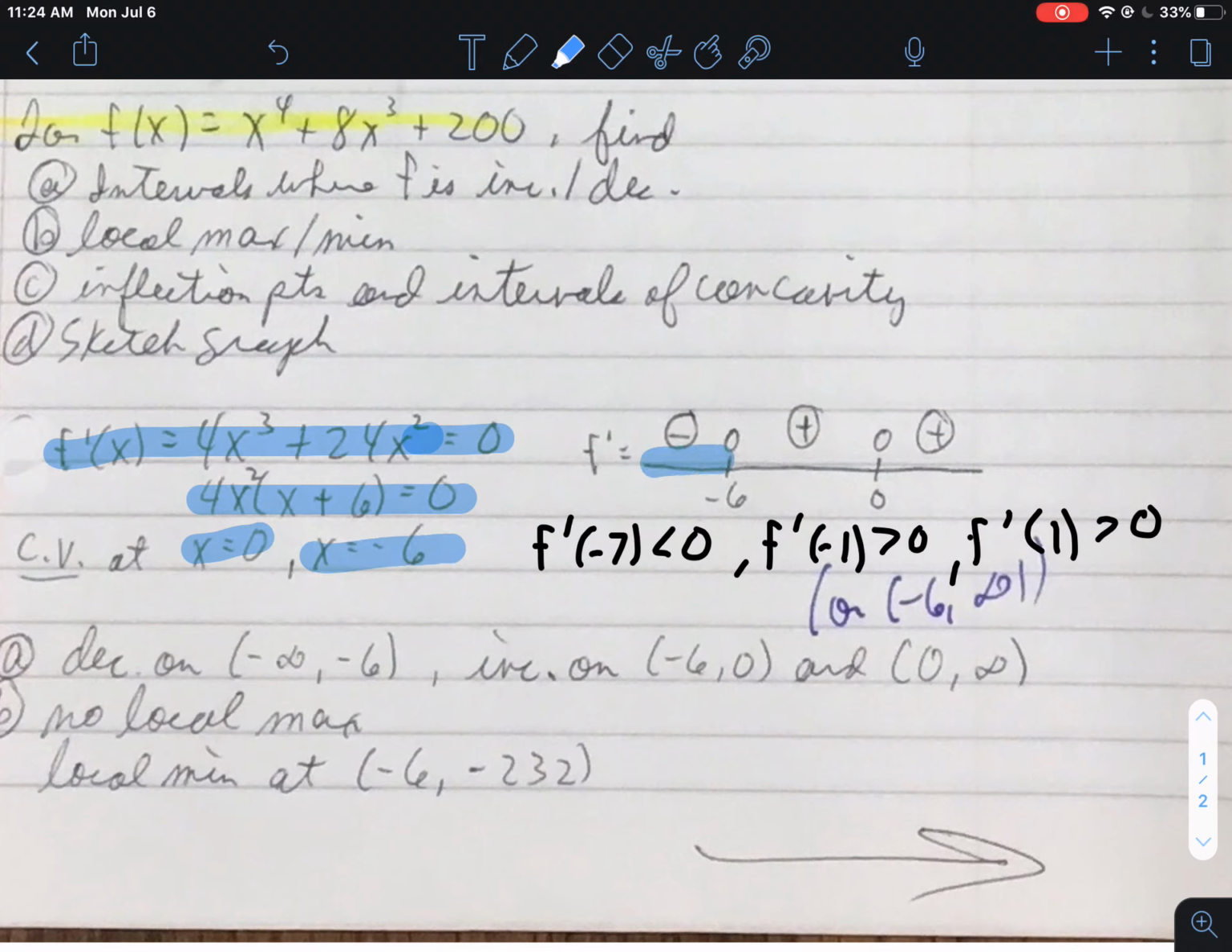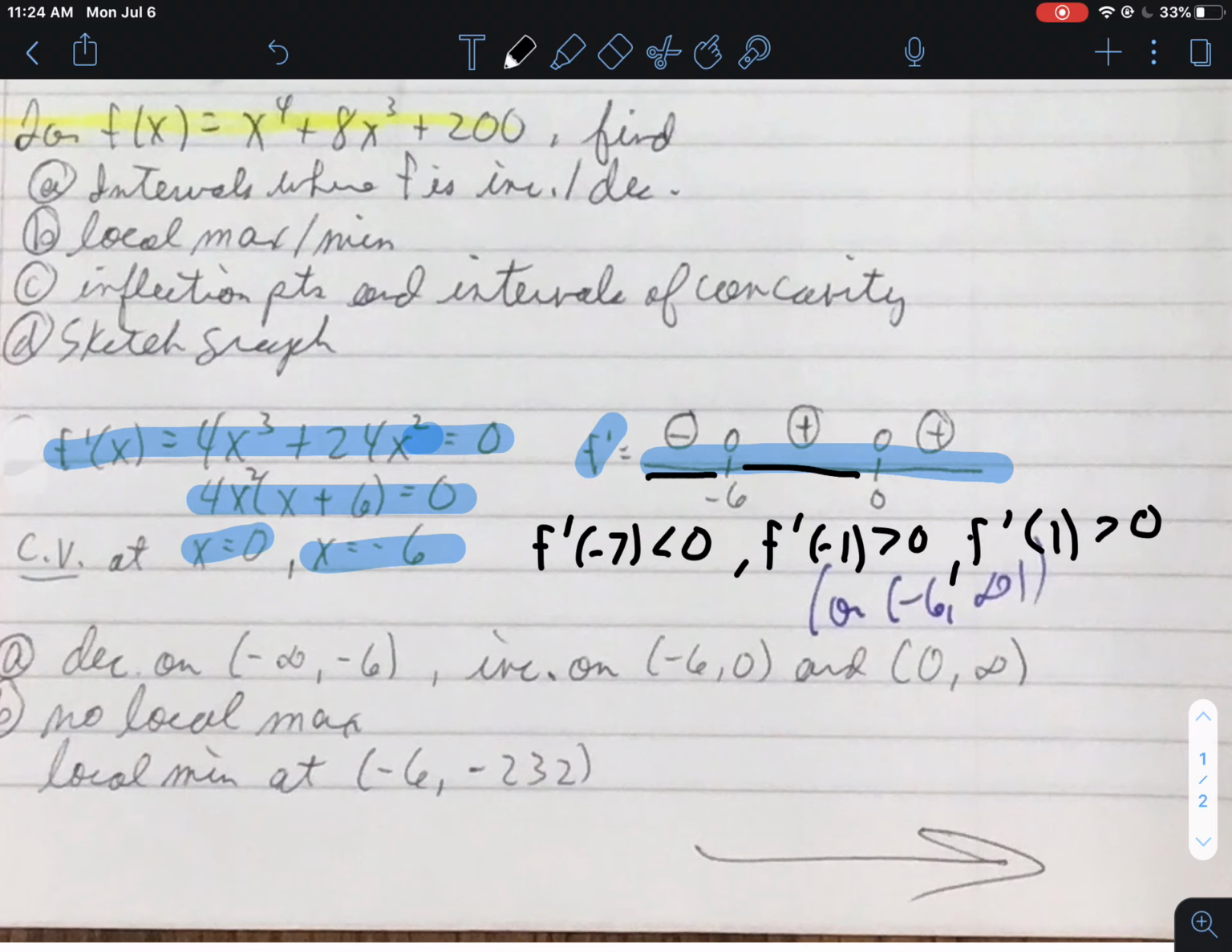So there are our critical numbers. There's my test strip for f prime. And then we just plug in our sample points. Whatever you want, something in the interval to the left of negative 6, I plugged in negative 7. You end up with a negative value. Now again, I'm plugging this into f prime. And then between negative 6 and 0, I just chose negative 1, any number in that interval. And that one will give you a positive value.